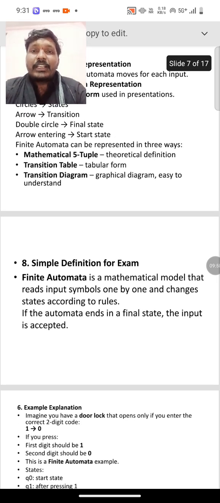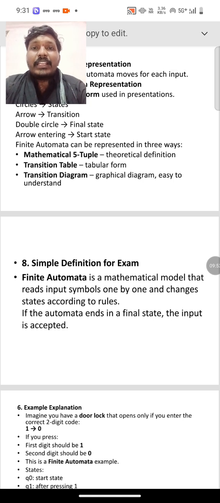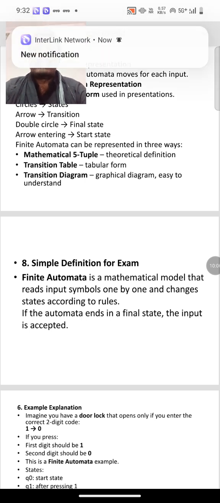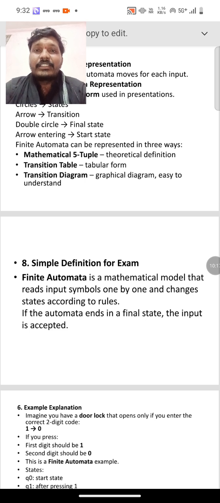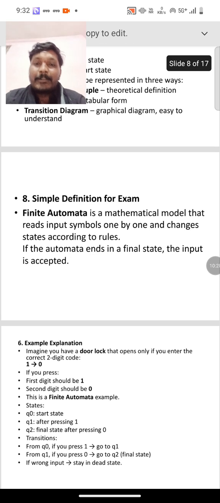Here finite automata contains mainly 3 components. First one is the input tape. Input tape can be divided into a number of cells. The cells contain the input string alphabets like A, B, C, D and so on. For example, it reads only one input at a time, and also the read head. The read head reads only one symbol at a time and it moves from left to right. Finite control controls the input tape and the read head.